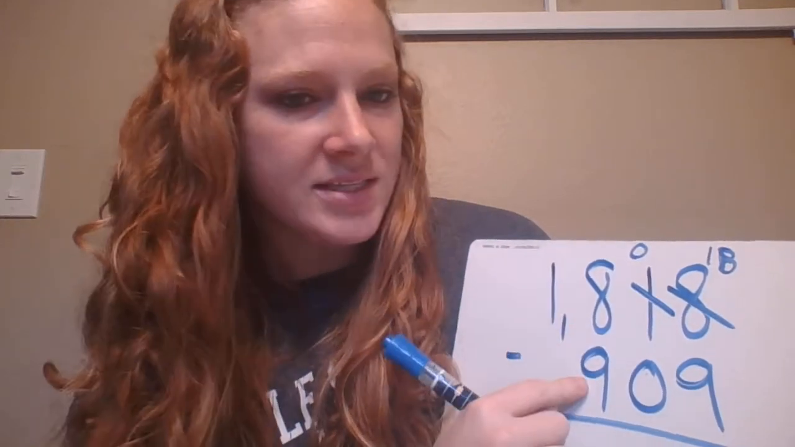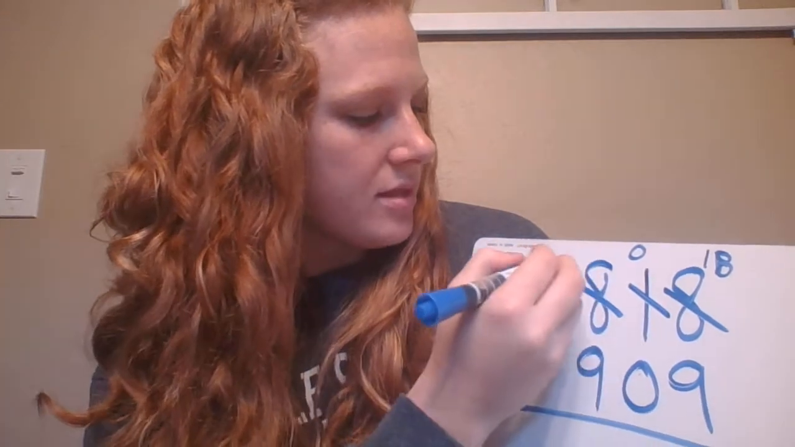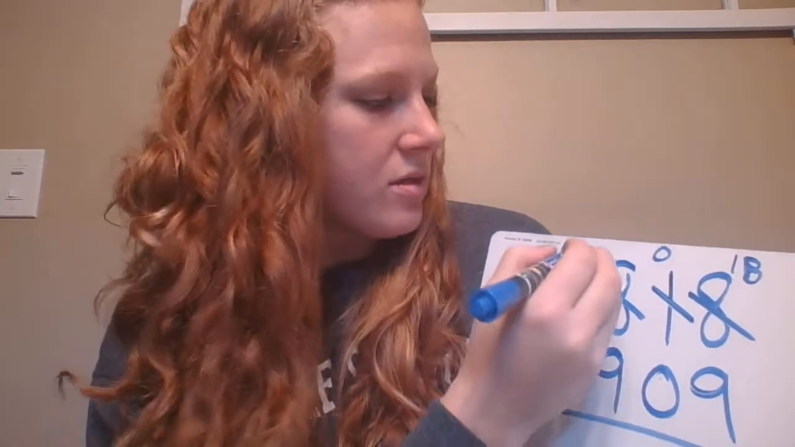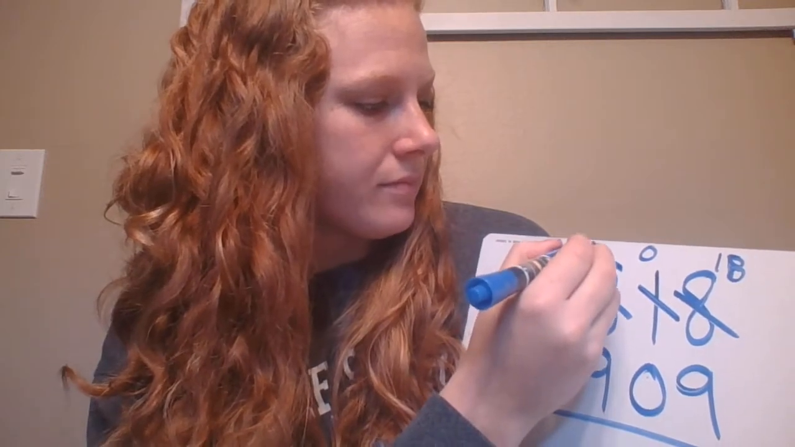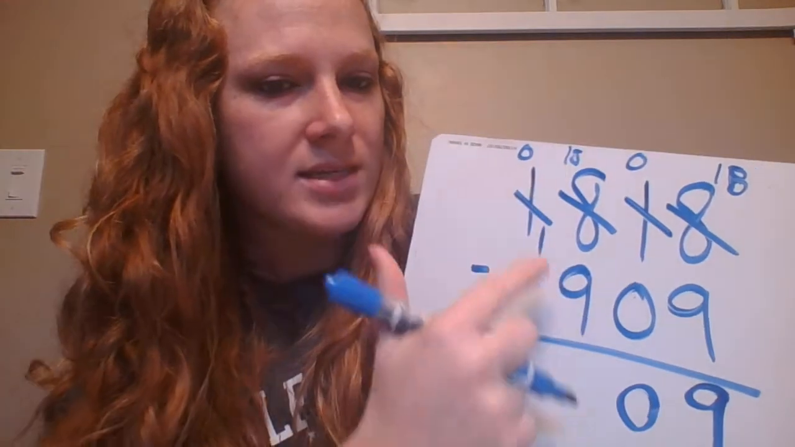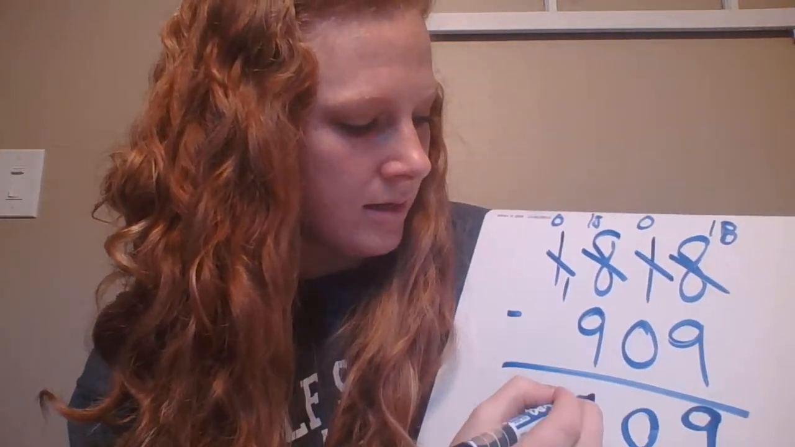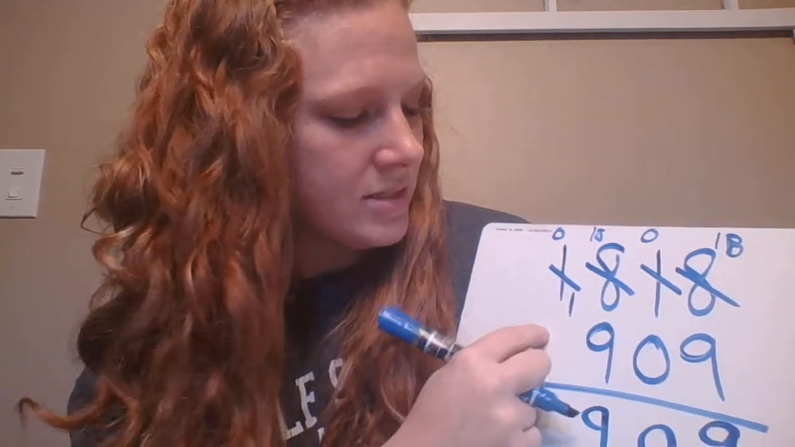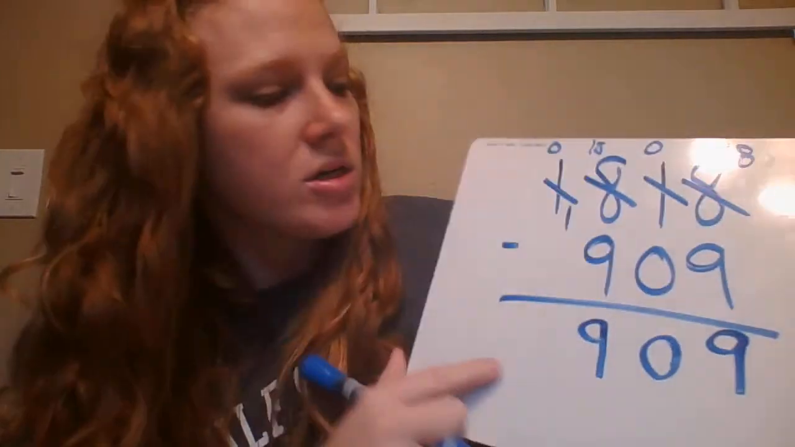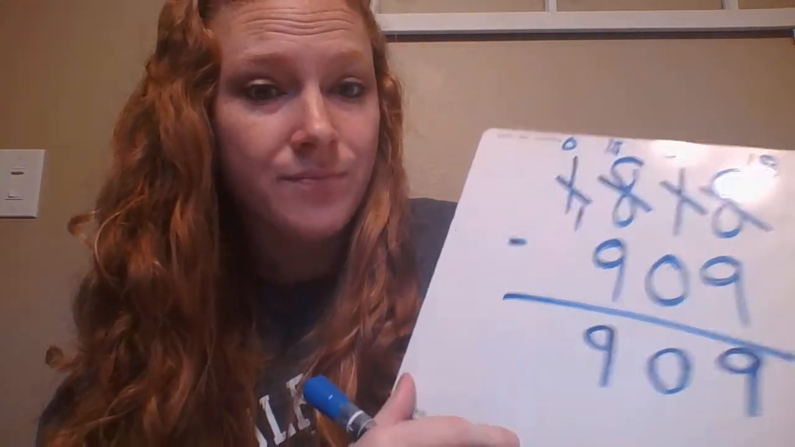Next, 8 minus 9. Because it's bigger on bottom, once again, we must borrow. This 1 becomes 0, so that this 8 can become an 18, or 18. Once again, we do 18 minus 9, 18 menos 9, which is 9. 0 minus 0 is 0, but because it's at the beginning, we don't need to write it. So our final answer is 909, or 909.